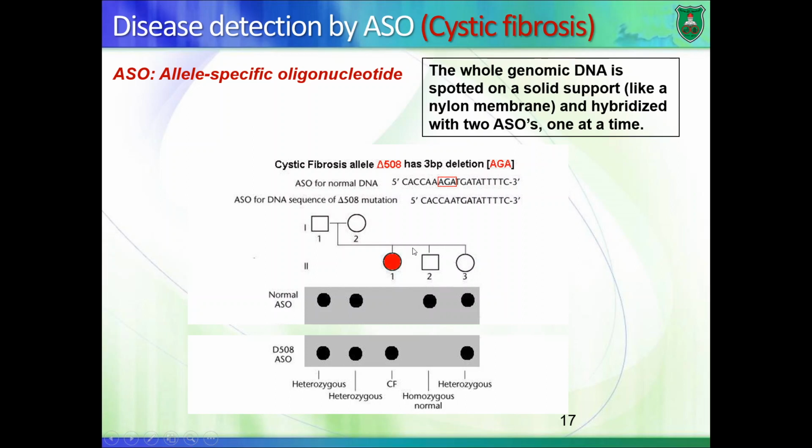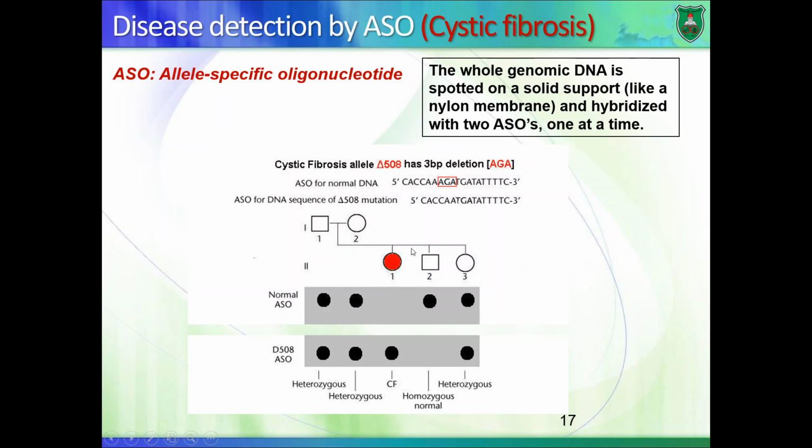Now, the little boy, child number 2, has a signal that comes out if we add the normal allele specific oligonucleotide, but not if we use the oligonucleotide that detects the deleted gene. This means that this person has both alleles being normal with no deletion, and we say that this person is homozygous for the normal allele.